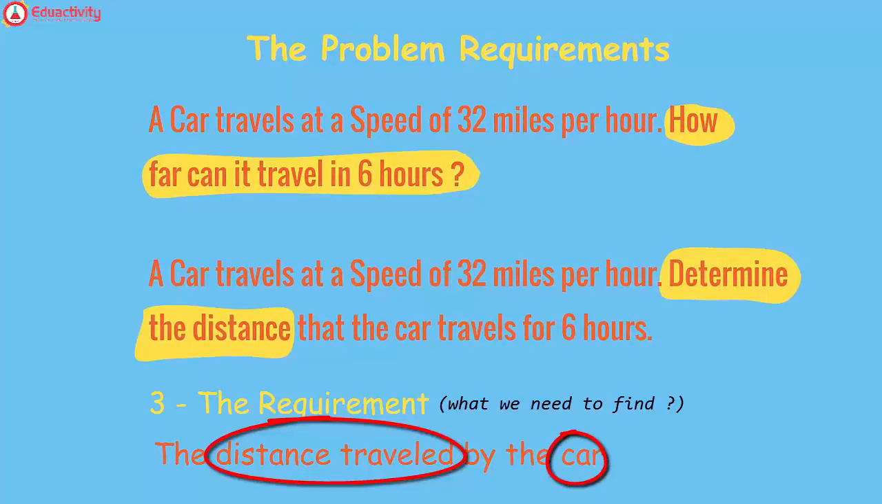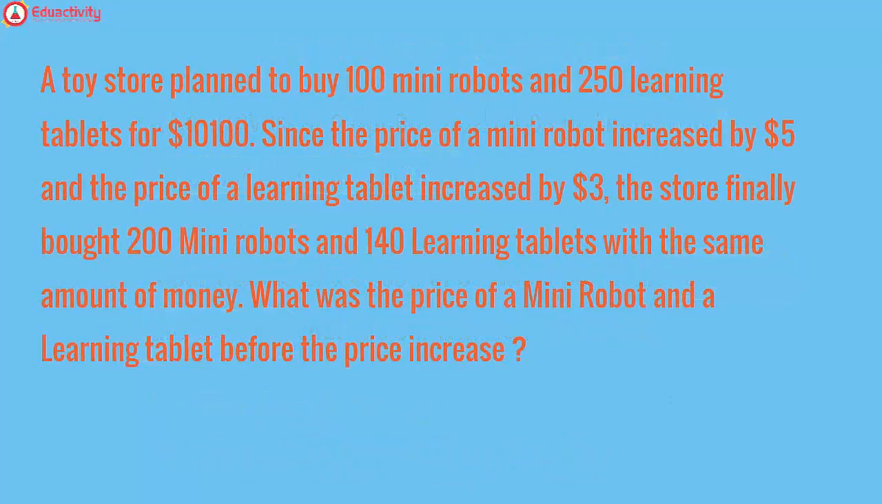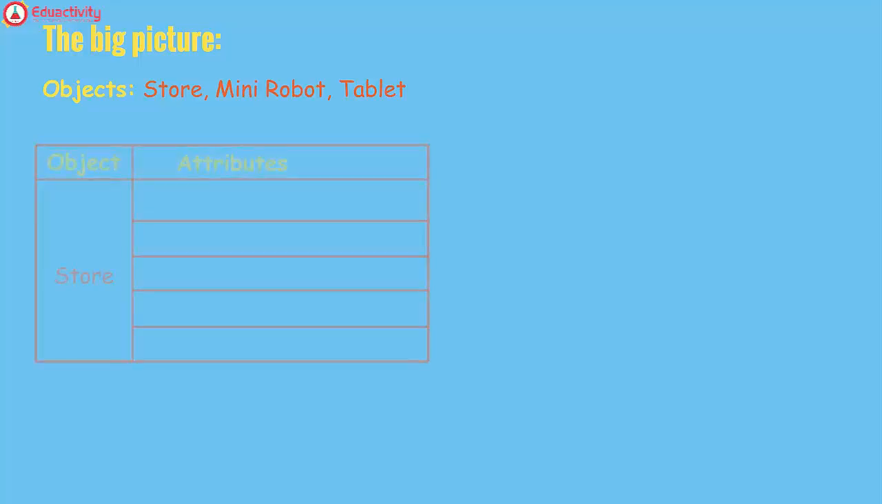Let's see another example. Pause the video and take time to read the problem and specify the big picture. We assume that the objects are the store, the mini robot, and the learning tablet. Now let's see the attributes of each object.